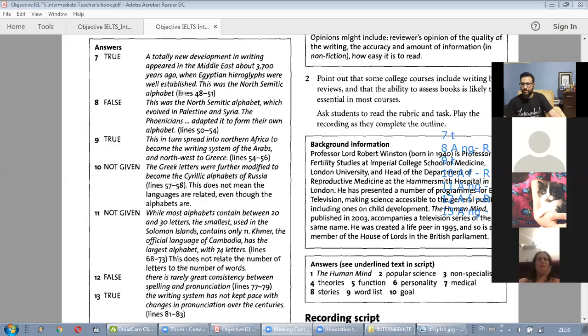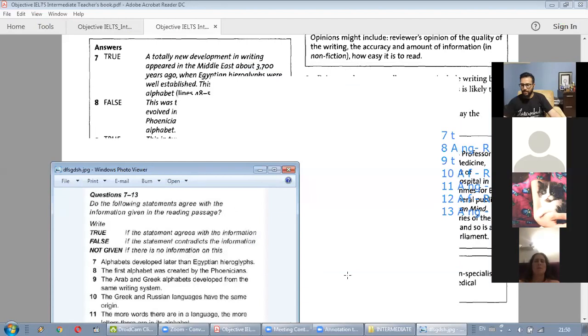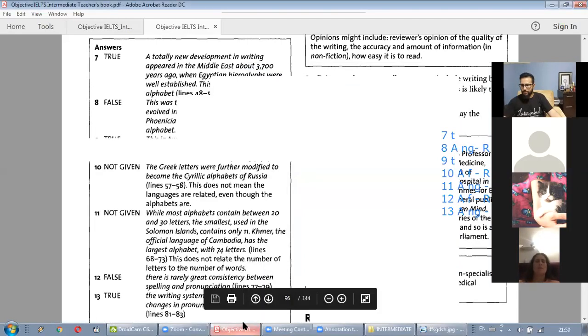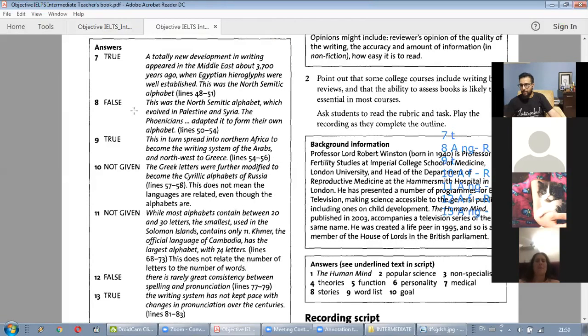So with Aya, you answered not given here in number 8. So if we go back to the question, it says the first alphabet was created by the Phoenicians. Okay, so this was the statement. The first alphabet was created. I couldn't find any statement saying that. So that's why I went with not given. I was going to say false, but I don't know. I just said not given because I just didn't know. There wasn't any statement saying that they were the first Phoenicians. I couldn't find it, so I just said not given.